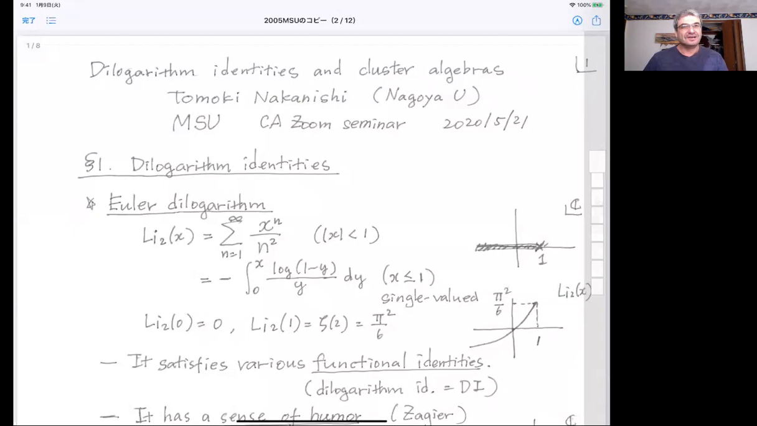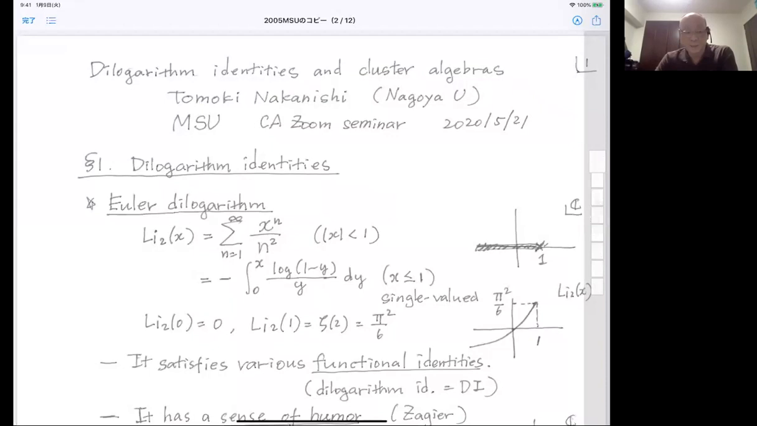Thank you very much for the invitation. Today I talk about dilogarithm identities and cluster algebras. This is not the most recent result, and I have already given several versions of this subject in several places. But I think at least for some of the audience, this is a new subject. So I will explain these things.